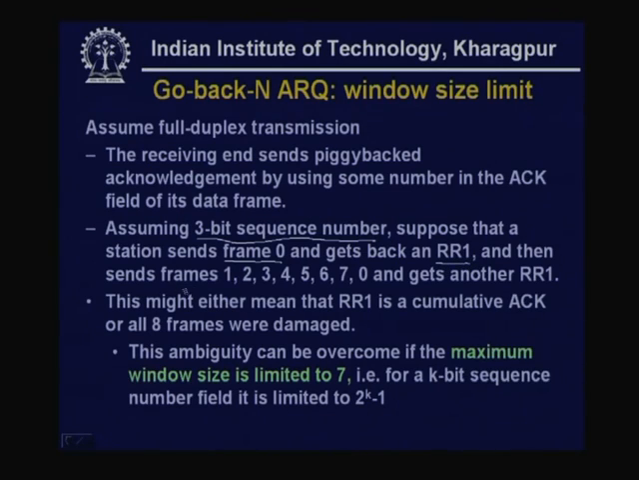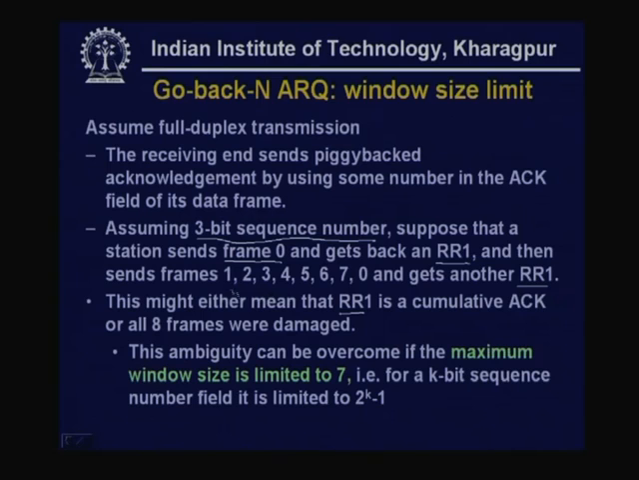Then the sender sends frame 1, 2, 3, 4, 5, 6, 7 and 0 and gets another RR1. So, it has received 2 RR1. Now, this might either mean RR1 is the cumulative acknowledgement or all 8 frames were damaged. So, the transmitter will be puzzled.